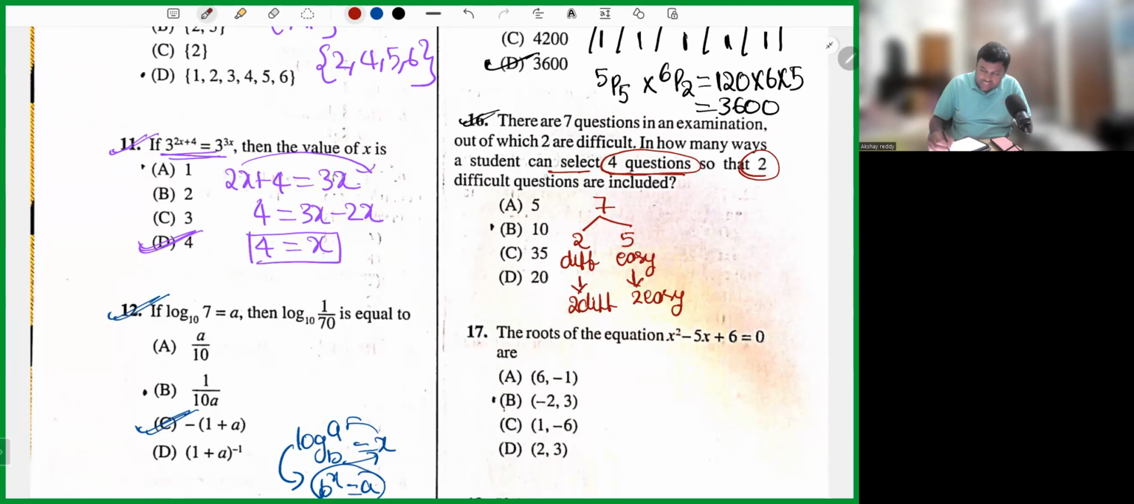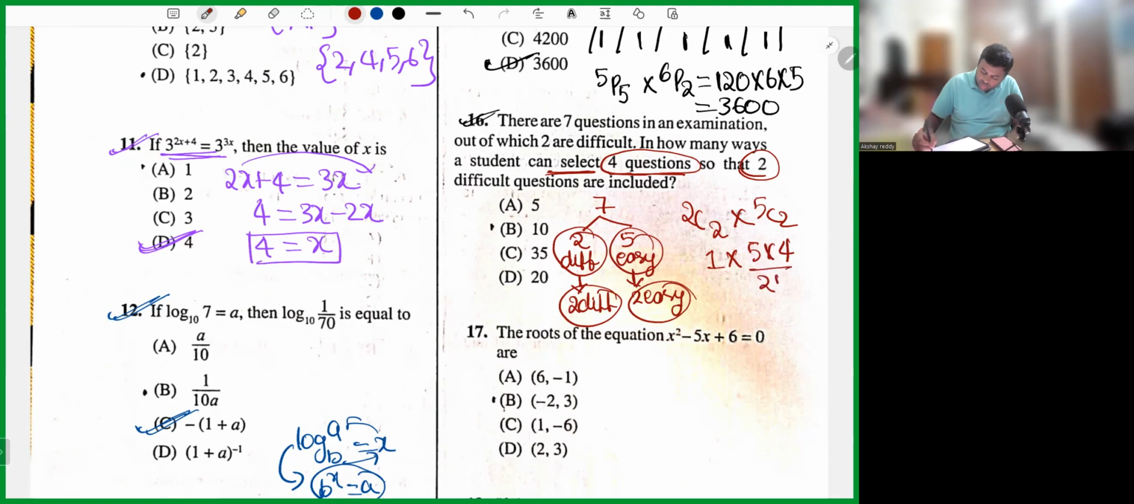He is telling, how can he select? Select means what will you use? Select means obviously, sir, we will be using combinations. From 2 difficult questions, how will you select 2 difficult? 2C2. From 5 easy questions, how will you select 2 easy? 5C2. 2C2 is 1. 5C2 is 5 into 4 divided by 2 factorial.